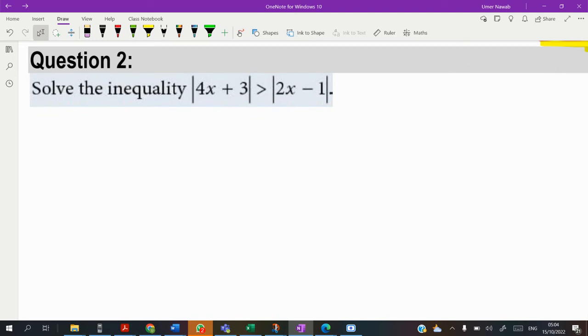The second question is an absolute inequality. You will solve the absolute inequality in the same way as we solved the absolute equation. So now the first thing is to replace the bars by brackets, and replace the greater than sign with the equal sign because we want to solve it as an equation.